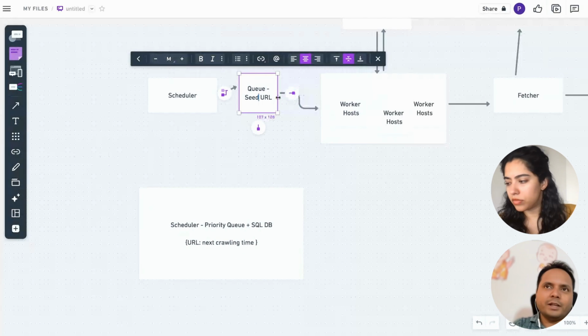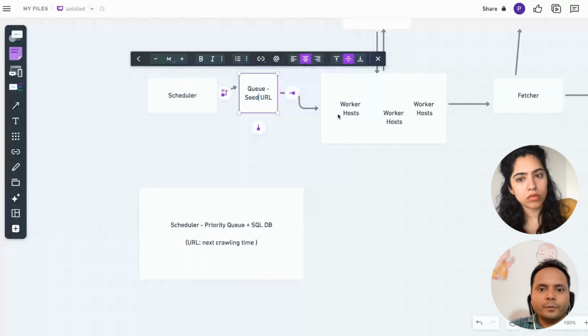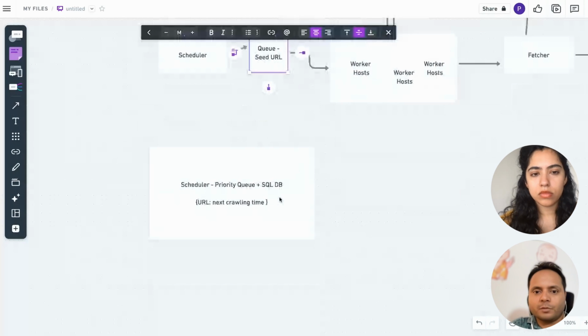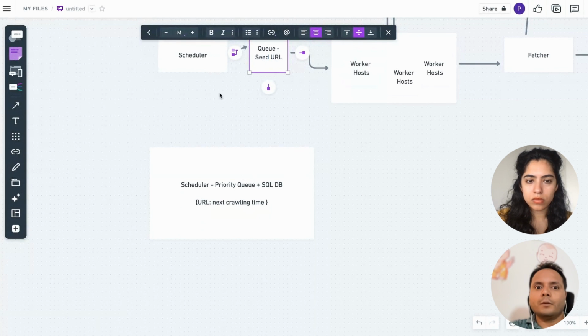So seed URLs are there just for the initial starting purpose. But until the data is in the queue, the workers will keep pulling URLs from the queue, and accordingly the further process will go on. The SQL database will store our URL information with the priority or the next crawling time related information, and the scheduler component will continuously push the URLs as and when the next crawling time is near. It will push them to the queue so that the worker can take them and start the crawling. So that's how the scheduler will behave, I would say.